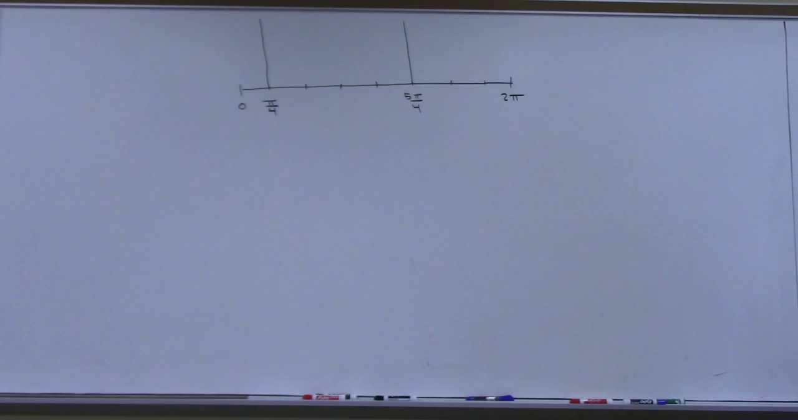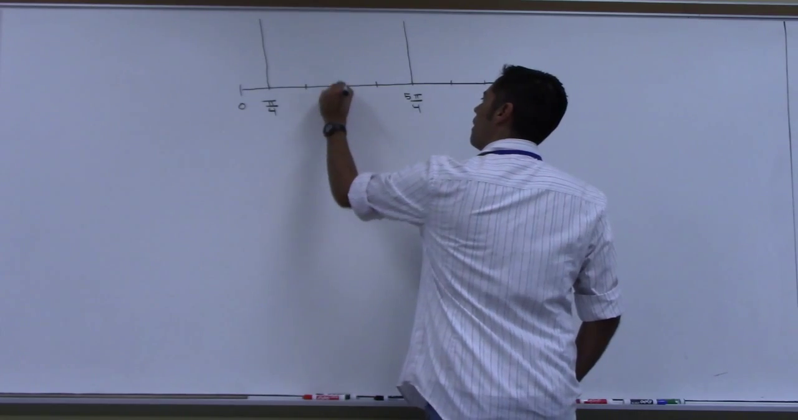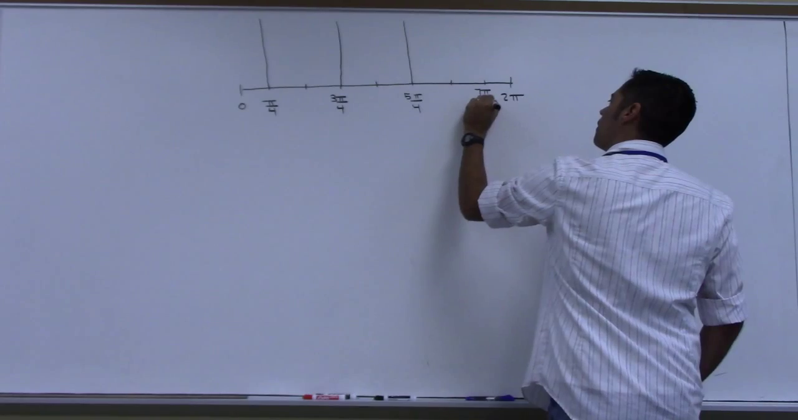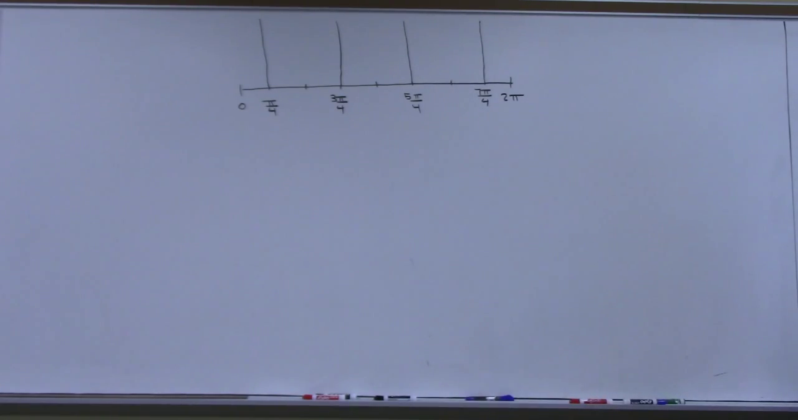That was from the first derivative, right? Now, from the second derivative, what were those points that we had that were important? 3 pi over 4, which was here, and 7 pi over 4, which was here. Y'all all right with this?